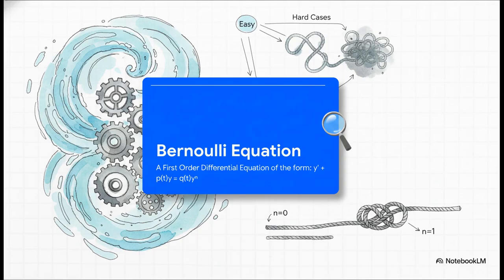So first things first, what exactly is a Bernoulli equation? Well, it's a first-order differential equation that has this very specific form you see here. Now, take a look at that n up in the exponent. If n was 0 or 1, hey, no problem. That's just a standard linear equation we already know how to handle. It's all those other values of n that make things interesting.